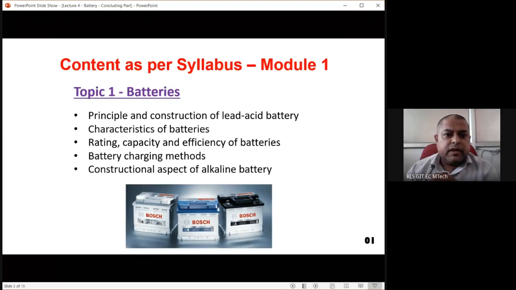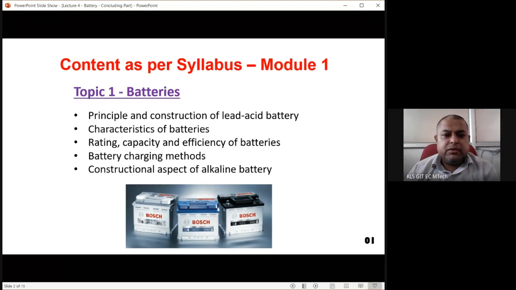As per your syllabus, the content is like this: principles and construction of lead acid battery, characteristics of batteries. So lead acid battery we have seen yesterday. Little bit of different types of. So there are four stages: charging, discharging. Then load was being supplied with some kind of current, and there was a gassing stage. So all these four stages you have to explain when any battery is asked.